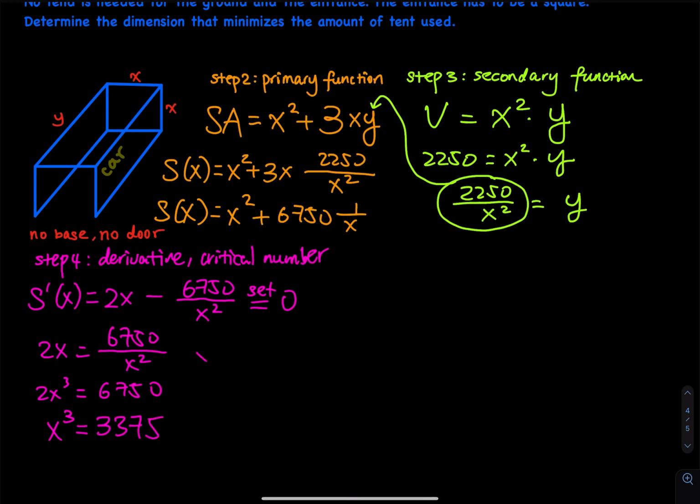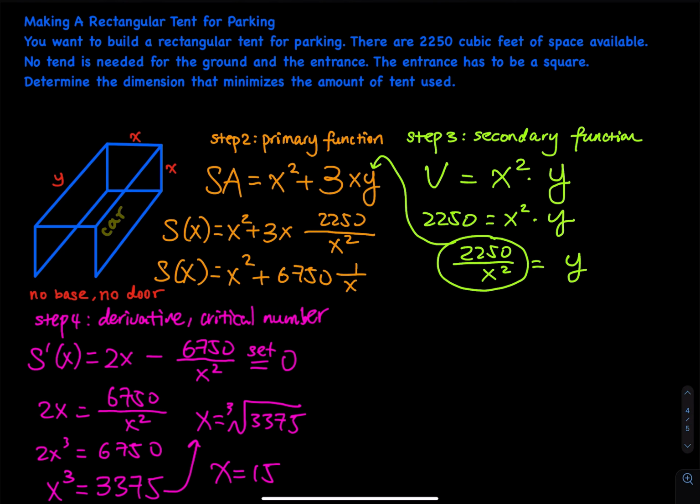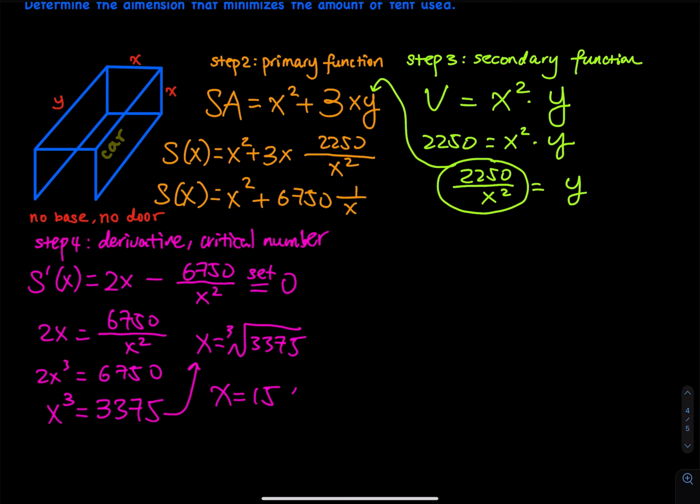And then what is x equal to? x is equal to the cube root of 3375. So that is equal to 15 exactly. So x is equal to 15. This is in feet, right? So this is 15 feet, and this is my critical number. Is this an absolute maximum? We will have to find out.